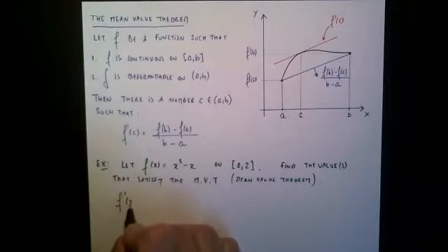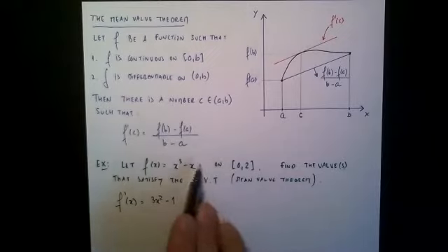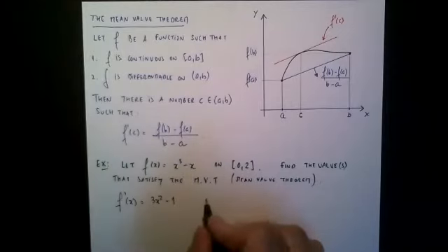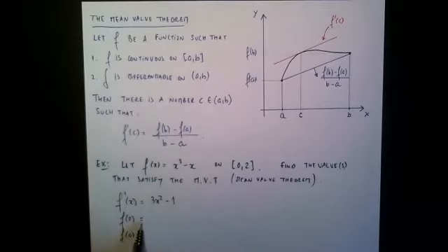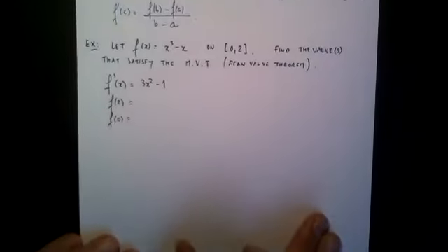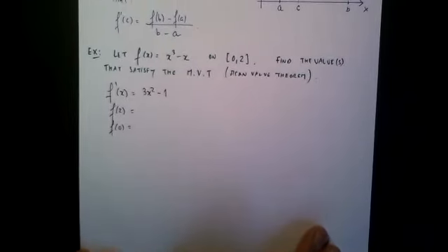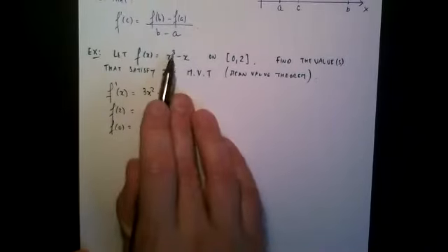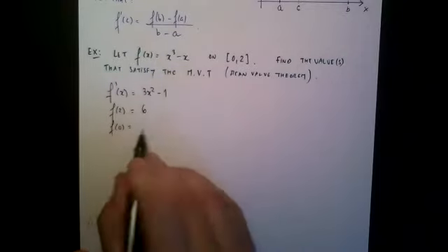F prime of x is what? So let's find f prime of x. 3x squared minus 1. Okay, then we need f of 2 and f of 0. So f of 2, I'm just going to move up a bit. Okay, f of 2, so I plug in 2 here, so I get 8 minus 2 is 6. And f of 0 is 0.